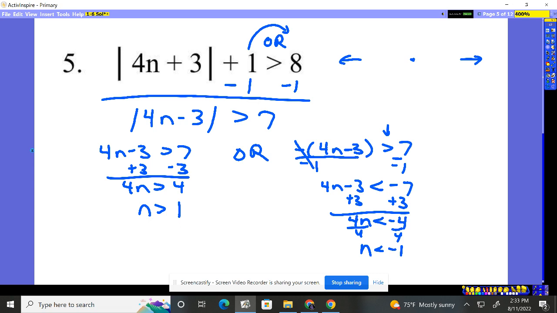So this is an or. We're looking for n's bigger than 1 or less than negative 1. So if I had a graph here, negative 1, 1, they'd be going bigger than 1 and less than negative 1, going in opposite ways, getting further away, greater than so many feet away from the 0.